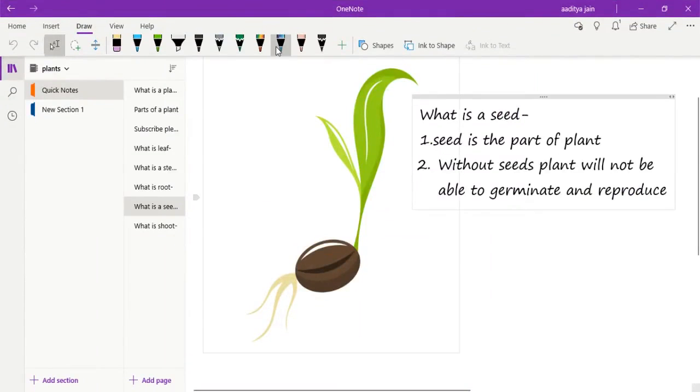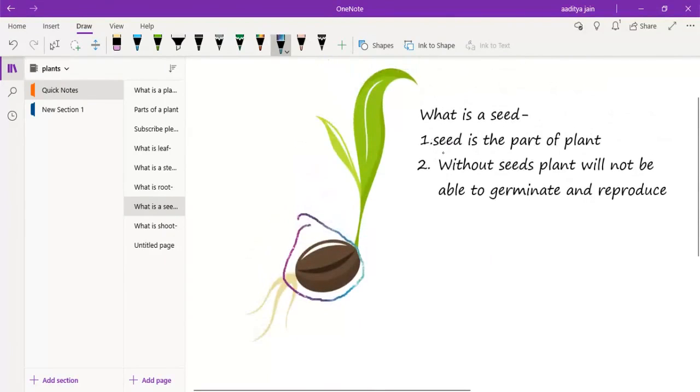What is a seed? So kids, can you see the figure here? This is a seed. It grows into a tree. The seed is inside the fruit. Seeds germinate and reproduce. Without seeds, plants will not be able to germinate and reproduce.